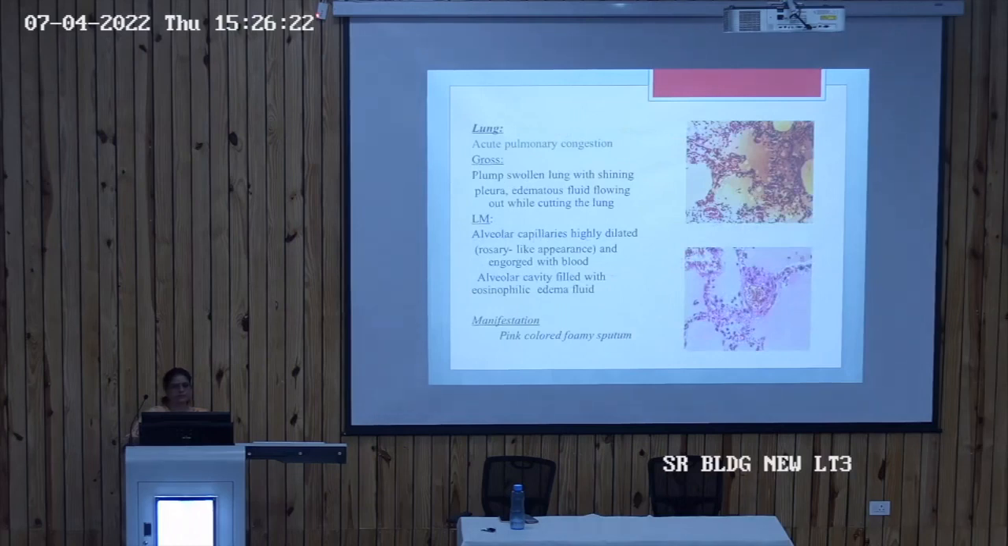So this is a diagram of the lung in acute pulmonary congestion. You will find the patient will come to you with a manifestation of pink colored foamy sputum.